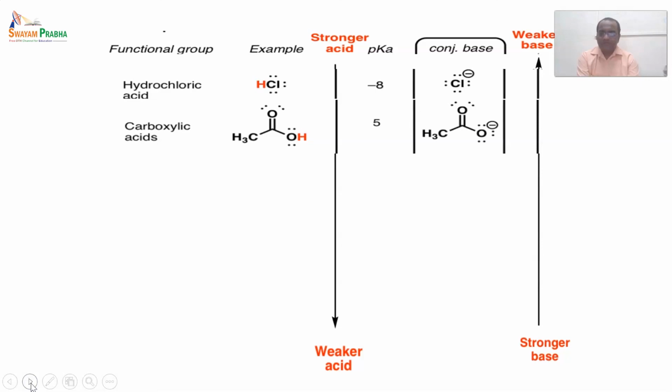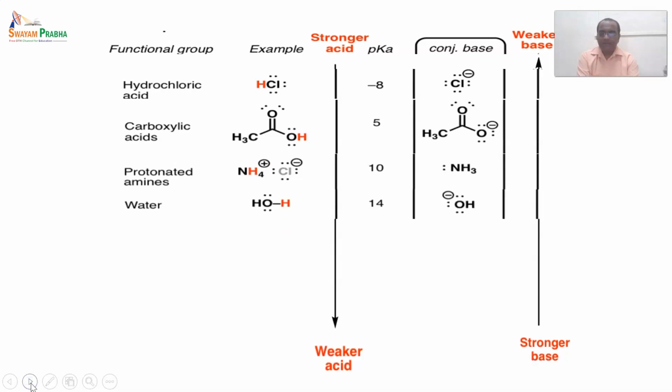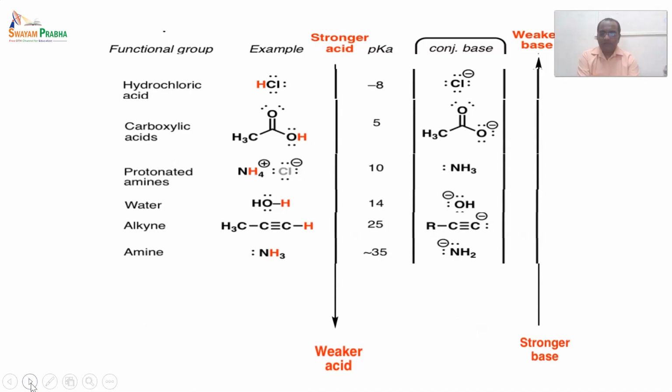Here you can see carboxylic acid having a pKa of 5 and its conjugate base. After that, protonated amines having a pKa of 10 and their conjugate base. After that, water, OH, its conjugate base, and pKa 14. Then alkyne. After that, amine with its conjugate base, where the pKa of this amine is nearly 35, and the pKa of an alkane.